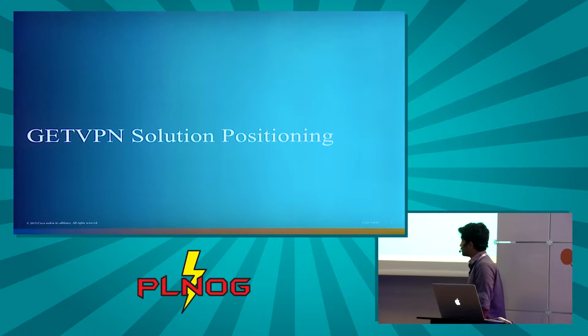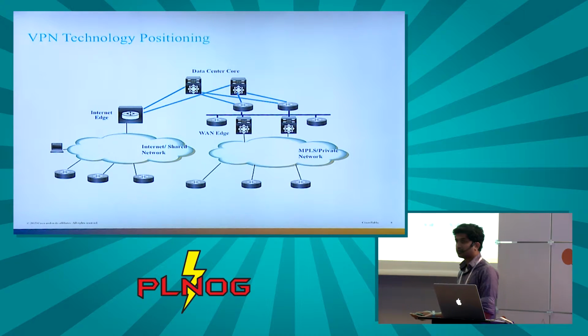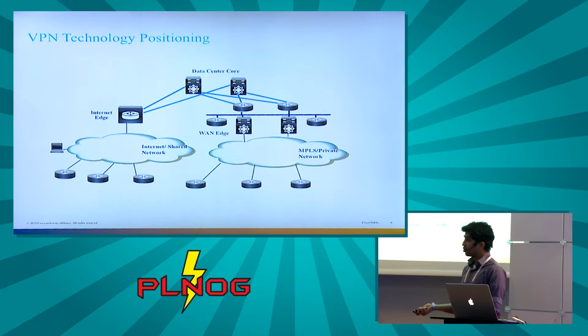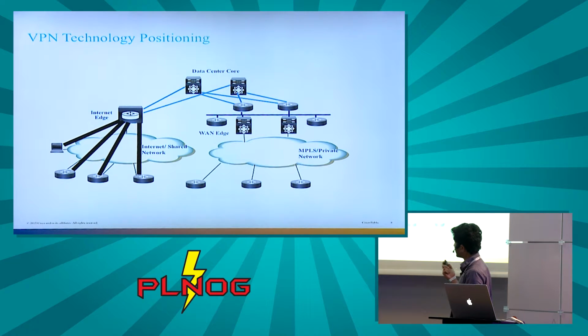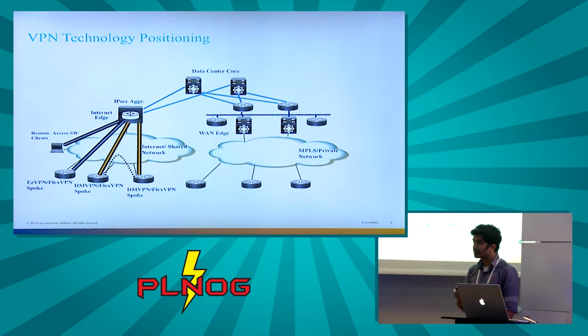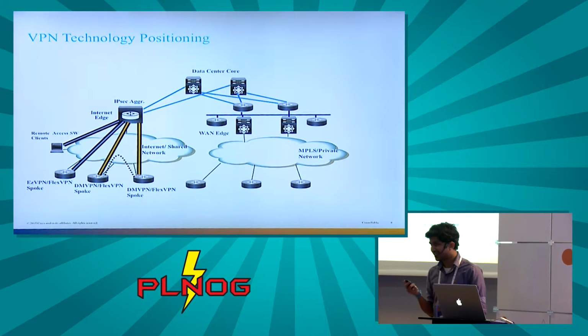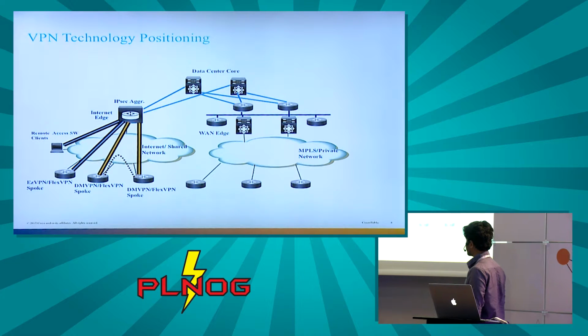So where would you position GetVPN as a solution? Usually in deployments, you would have branches with primary network as MPLS and backup as internet. As you know, over the internet, if the branches want to send confidential information, you use technologies such as DMVPN or FlexVPN, where you have a hub and spoke model, or EasyVPN or site-to-site VPN. Also, you have remote access VPN software such as AnyConnect or IPsec clients and things like that.